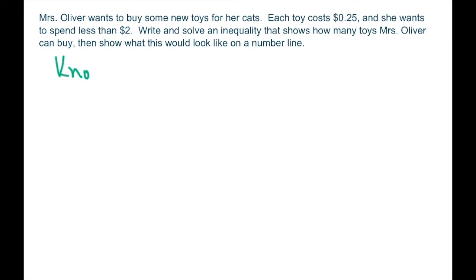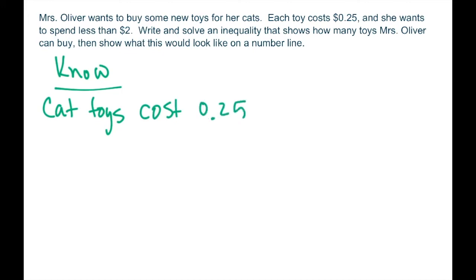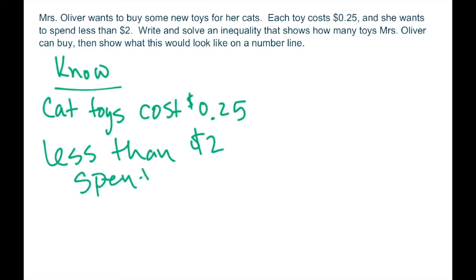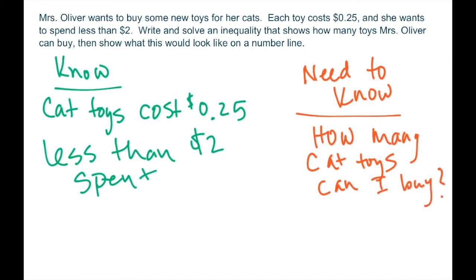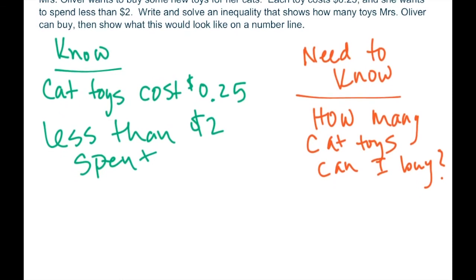So here's what I know. I know that cat toys cost 25 cents. And I know that I want to spend less than $2. All right, so what I'm trying to figure out is, how many cat toys can I buy? So there's what I know, there's what I need to know.